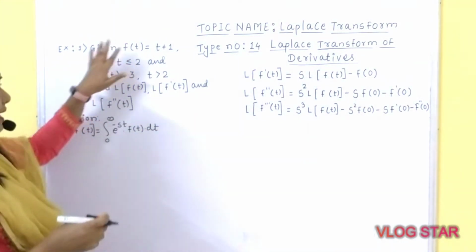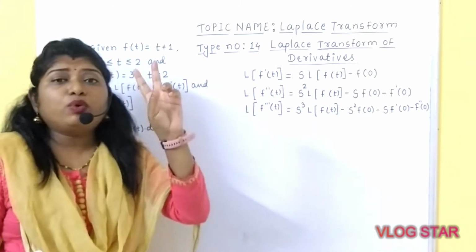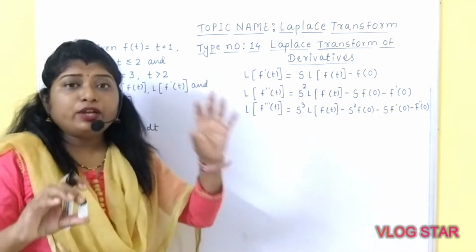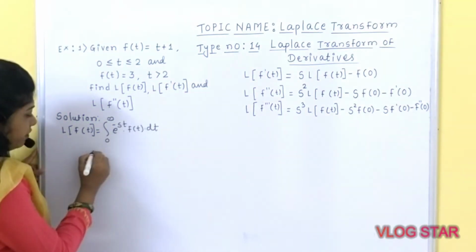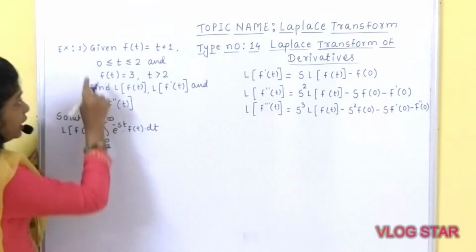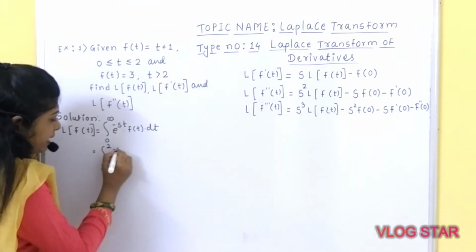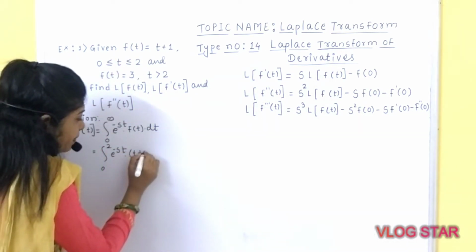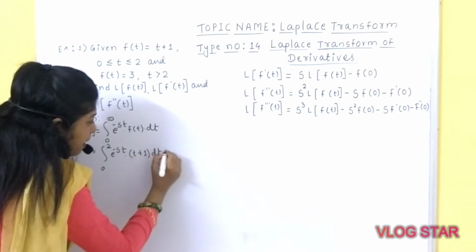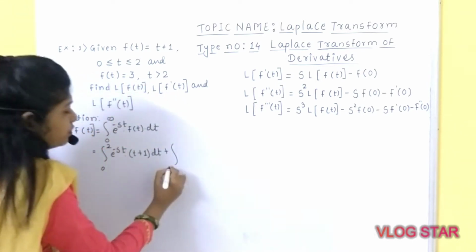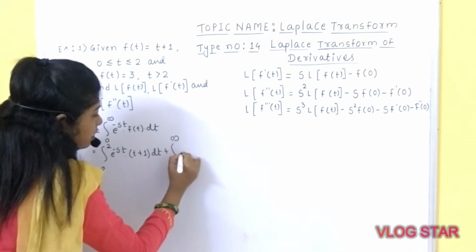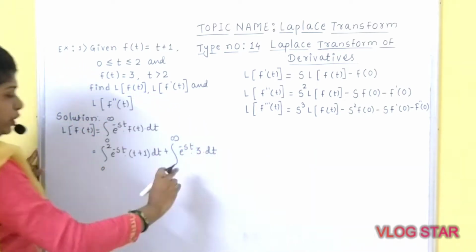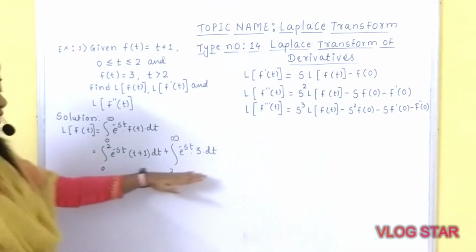Am I right? In this particular case, we have two functions with us. So this 0 to infinity integral is divided into two parts. The first interval is from 0 to 2, e raised to minus st into, what is the value of f of t given? It is t plus 1, dt, plus the second interval from 2 to infinity, e raised to minus st, f of t in this case is 3, dt. I hope you have understood till this step.